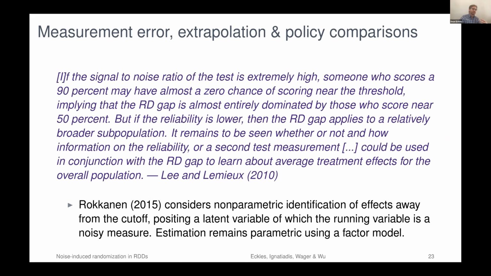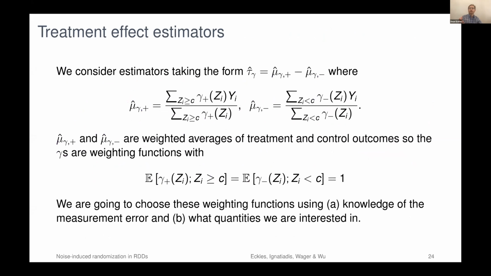Okay, so what are the kinds of estimators we're going to use? I think this will be informative for conceptualizing what we're going to be doing, and then thinking about identification and inference. We're going to be working with linear estimators where we're weighting observations Y_i according to some weighting functions, gamma plus and gamma minus. Gamma plus is going to weight only observations on the positive side of the threshold, the treated side, and gamma minus is going to weight only observations on the control side, below the threshold.